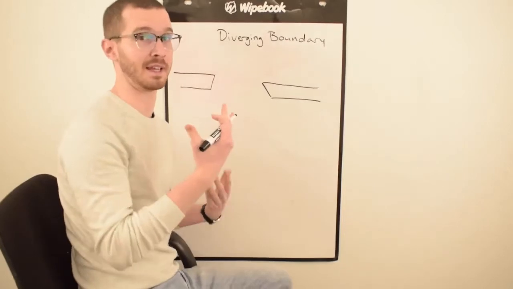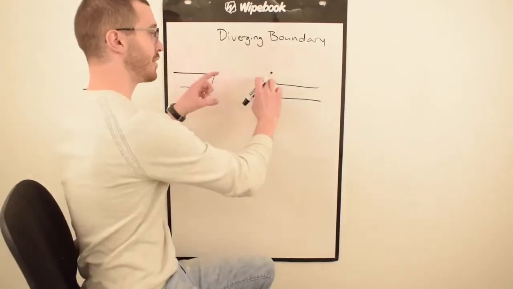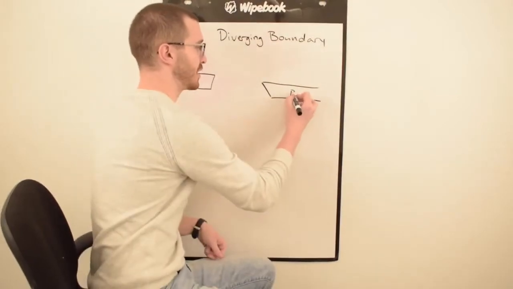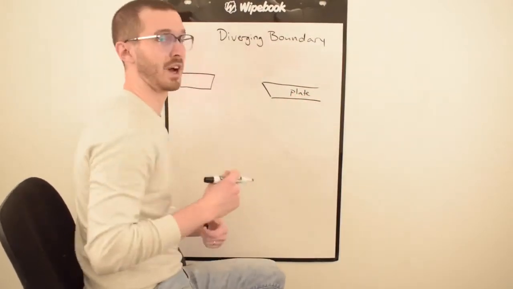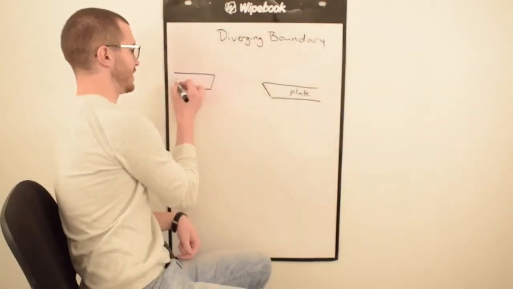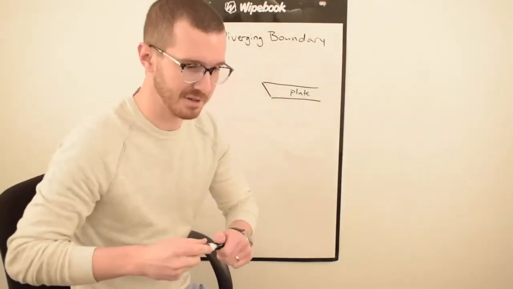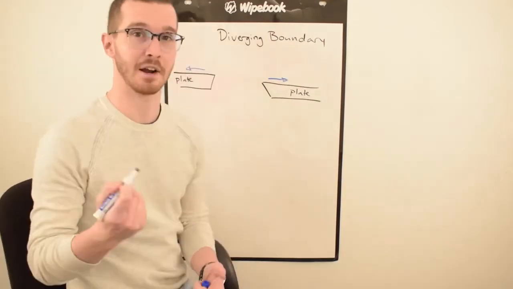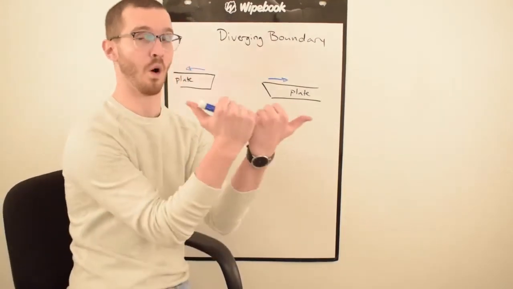Now here are our plates. We're going to label them as plates. Even though this is our lithosphere, we're going to label them as plates because we want to make sure that we emphasize, when we're talking about the movement of these plates, it's called plate tectonics. So here we have a plate, here's another plate. It's a diverging boundary, which means that the plates are moving away from each other. These arrows are showing the movement of these plates, and they're moving away from each other.